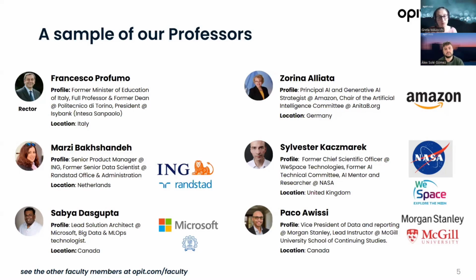Most of them come also from the business, so they work with companies, either as consultants or full-time workers in companies like Microsoft or NASA, Morgan Stanley, Accenture, or AWS, Amazon. So we have a bunch of different types of sectors and different types of professors coming from different countries. But this is very key.